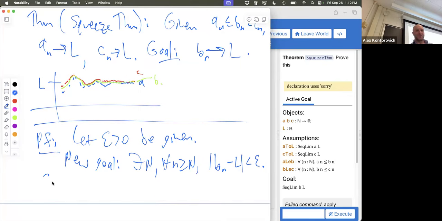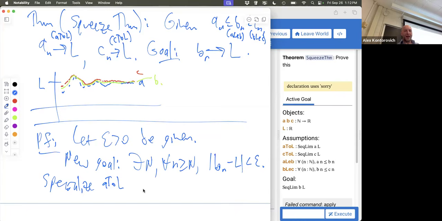Very good. So specialize. What's the hypothesis? A to L. This hypothesis is called A to L. This hypothesis is called C to L. This hypothesis is called ALEB, A less than or equal to B. This hypothesis is called B less than or equal to C. Okay, and this is our goal.